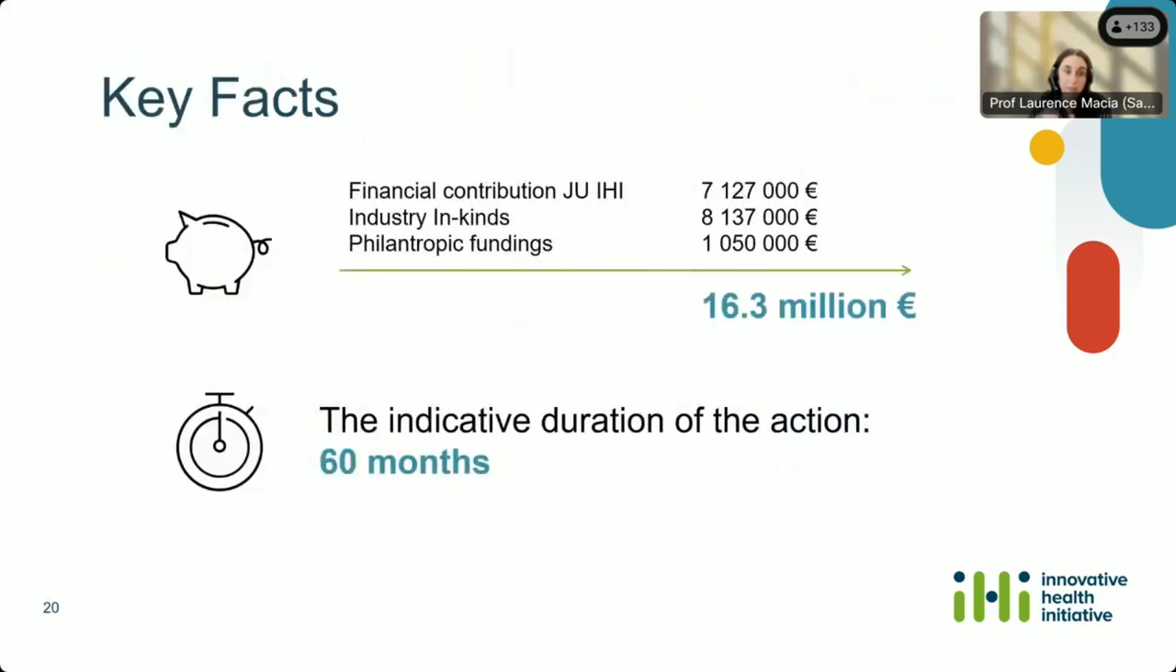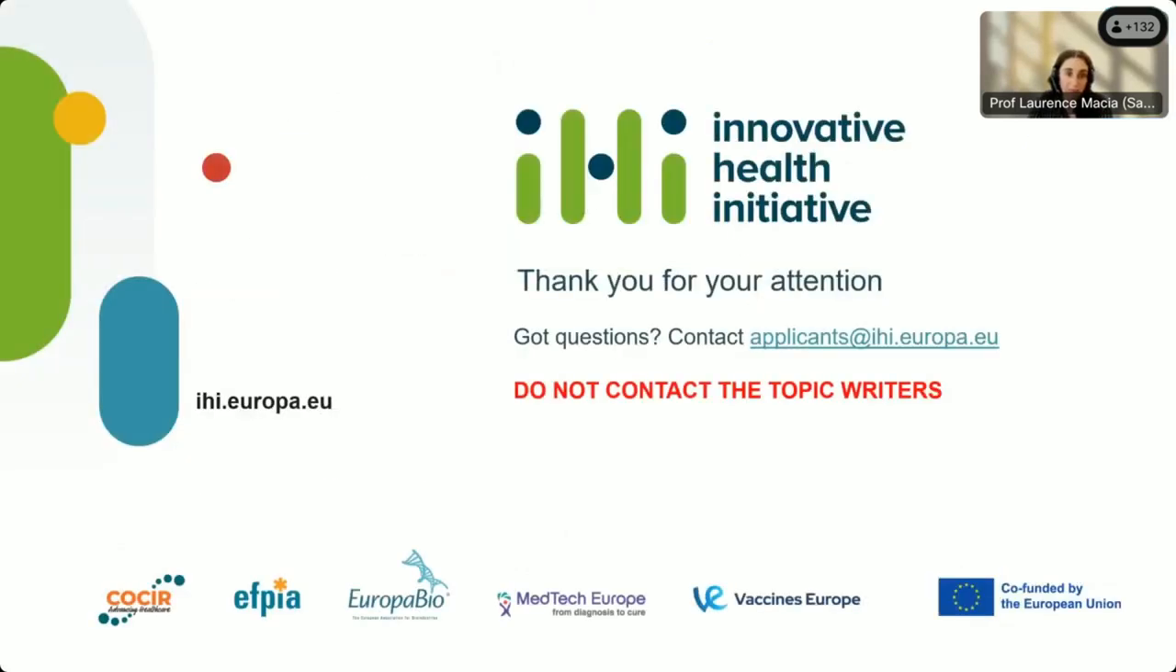Next slide, please. So the funding for this consortium will be in total just over $16 million, with over 8 million in-kind and over 8 million in cash. And the project has to be run over 60 months, so it's a 5-year project. Thank you. So I think this is it for me.